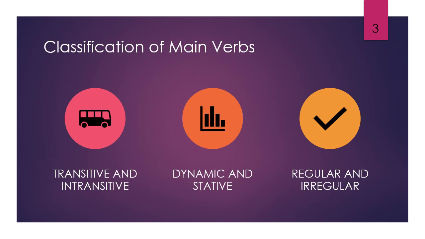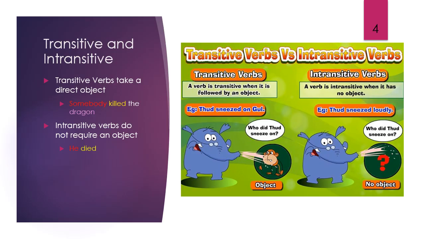Let's go into the details of all three categories. Let us have a look at the transitive and the intransitive kinds of verbs. So transitive verbs, as I said, are the verbs that are actions that are getting transferred. These will always have a direct object to receive the action that the subject is doing. For example, somebody killed the dragon. Somebody is the doer, killed is the action, and who got killed? The dragon. So there was someone to receive that action, which is killed.